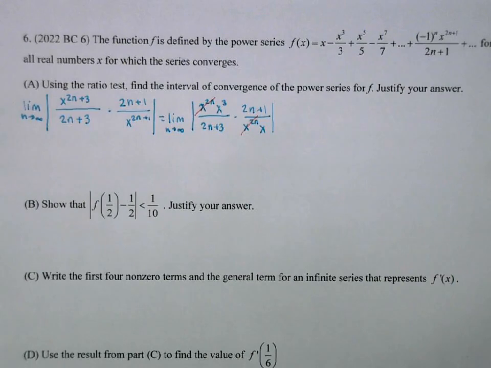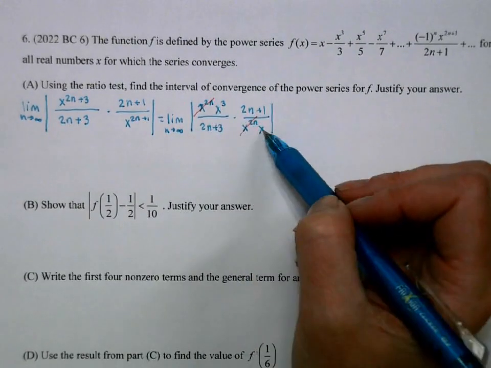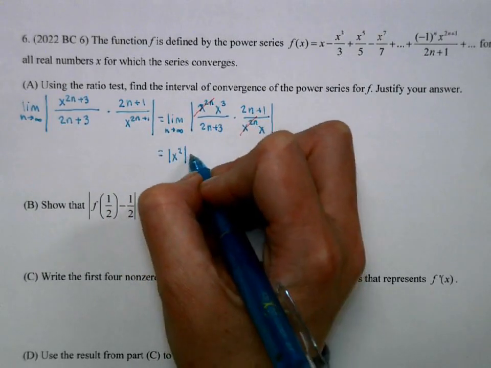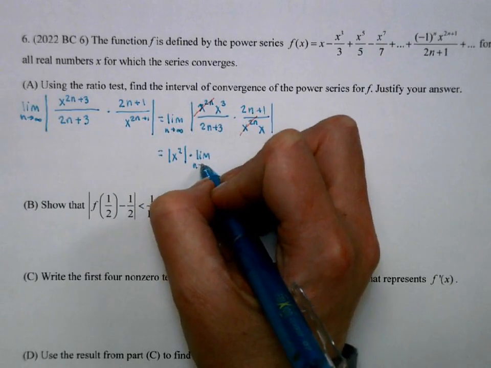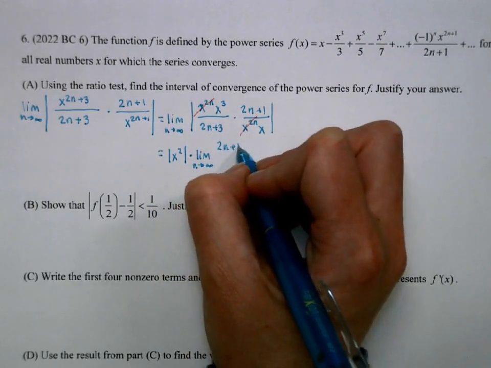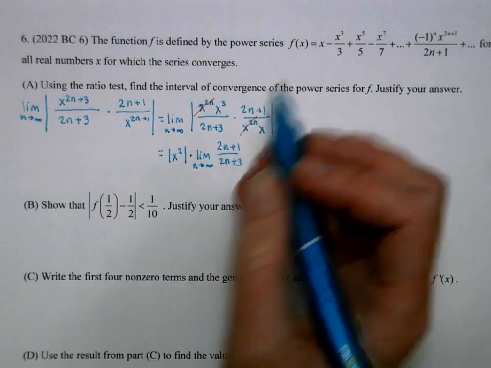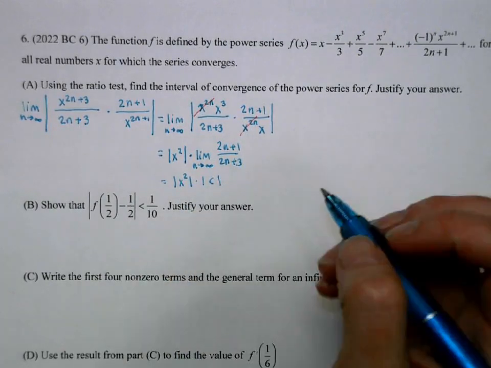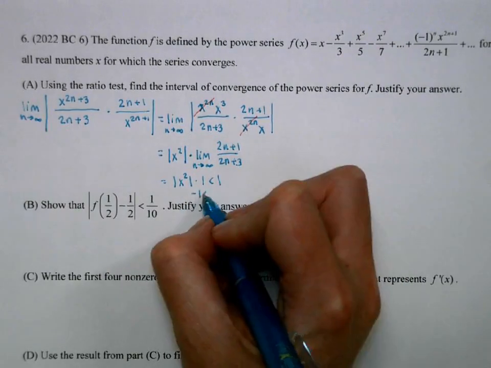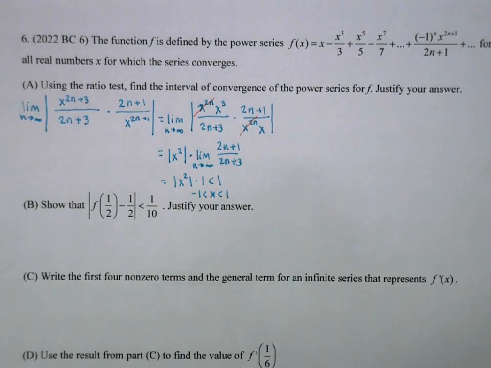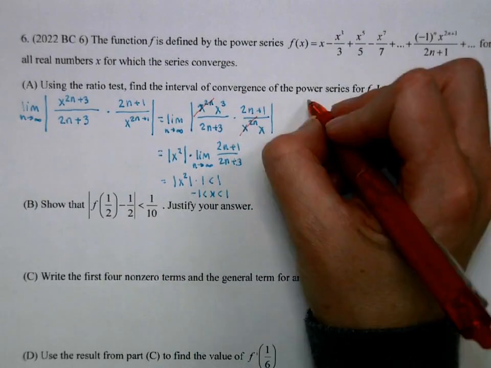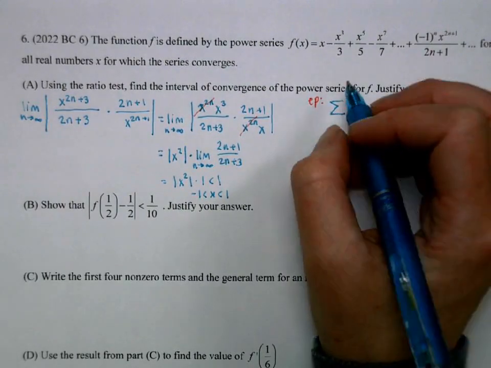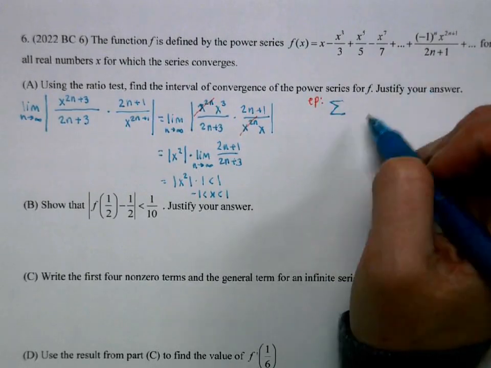Okay, I've got x cubed over x, so that was reduced to x squared, and I can pull that out. Which leaves me with 2n plus 1 over 2n plus 3. So that means my absolute value of x squared, that limit is 1. So my open interval is -1 to 1. But then we need to check our endpoints. Okay, so we're going to plug 1 into our general formula.